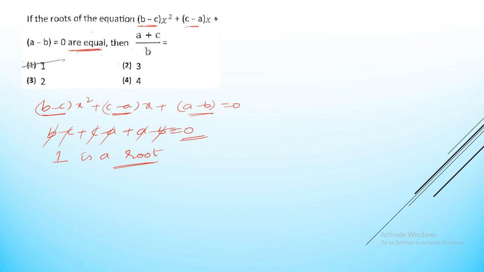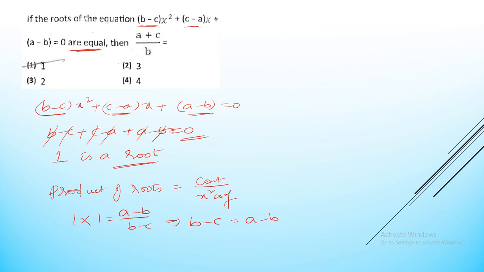So since both the roots are 1s, directly I can take the product of roots. So what is the product of roots? Product of roots is nothing but constant by x square coefficient. So product of roots 1 into 1 is equal to the constant, which is (a minus b) by (b minus c). On cross multiplication, b minus c is equal to a minus b. When I transpose minus b and minus c to either side, 2b is equal to a plus c. So what do I need? a plus c by b. From this, a plus c by b is equal to 2. So the answer is 2. So option 3 is my answer.